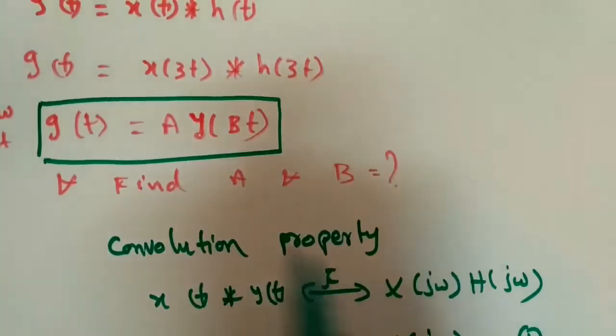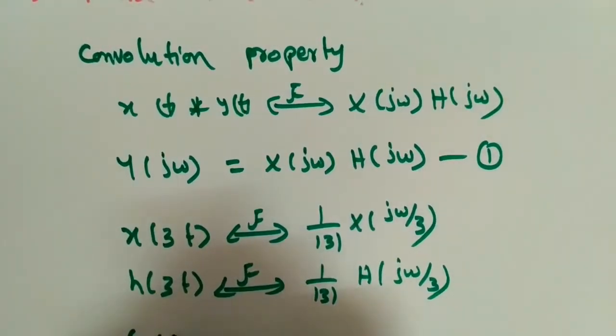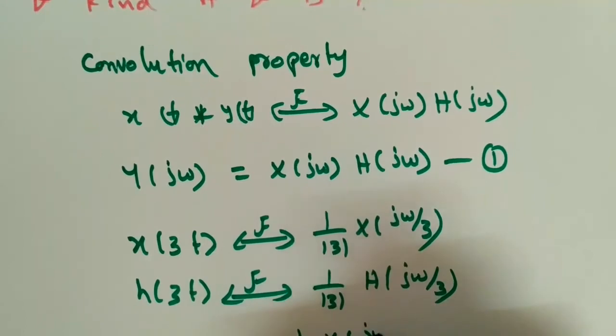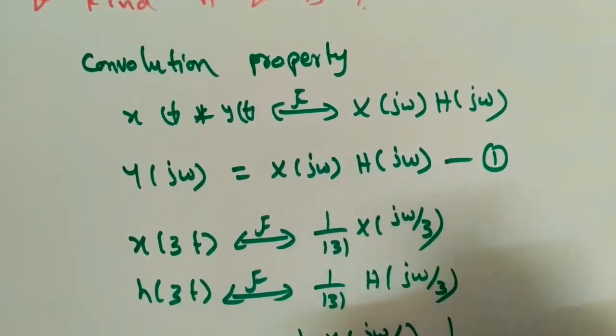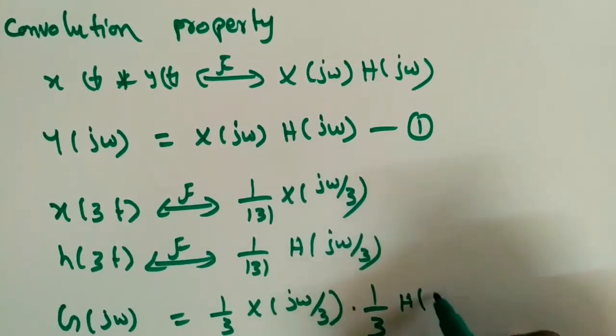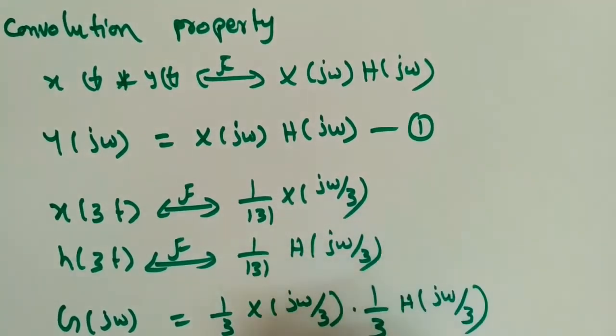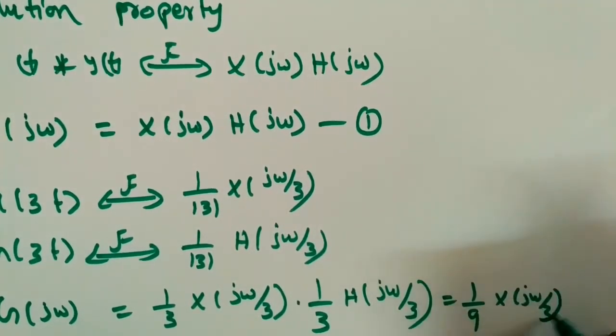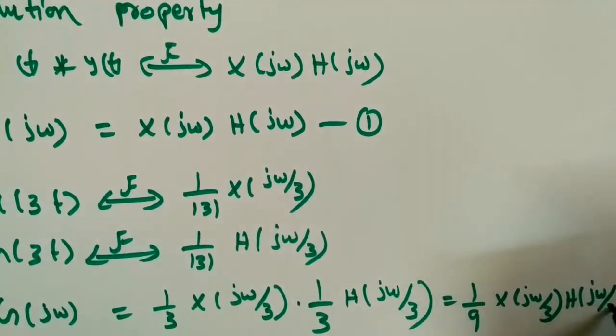Now from the second equation, what is G of j omega? So G of j omega is equal to the transform of x of 3t, so 1 by 3 X of j omega by 3, into 1 by 3 H of j omega by 3, right? So what is this? It will become 1 by 9 X of j omega by 3 into H of j omega by 3. This is equation 2.